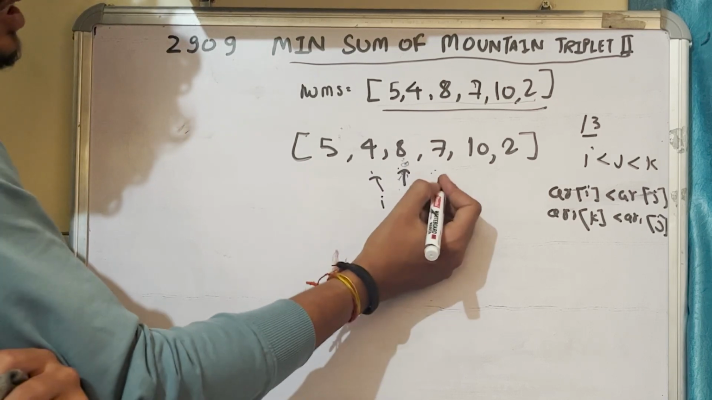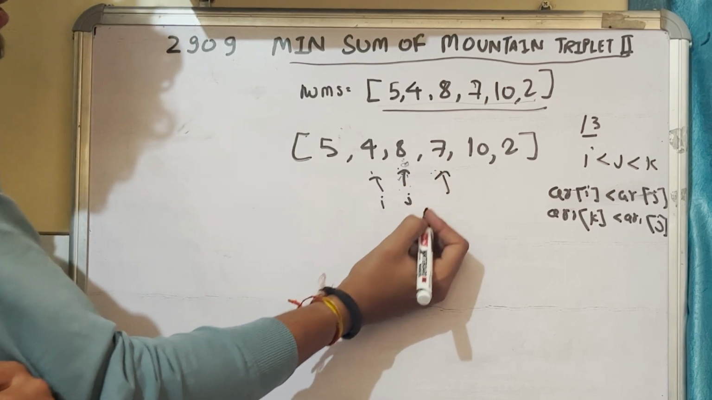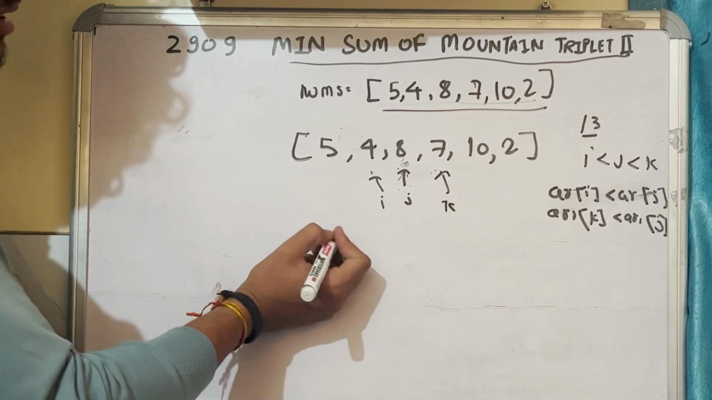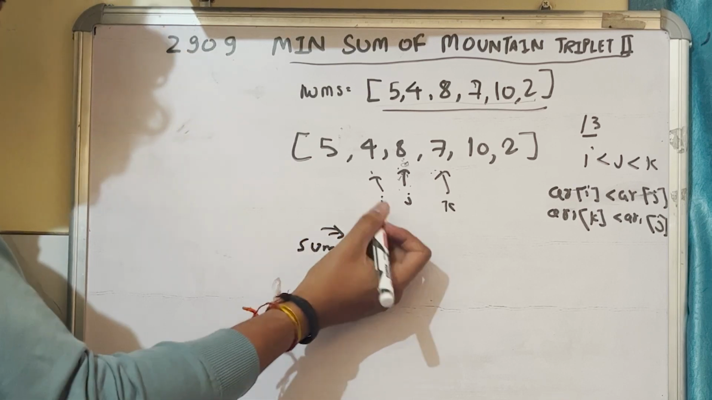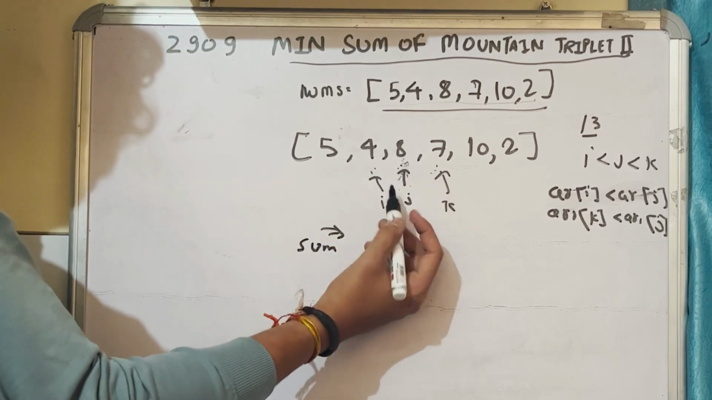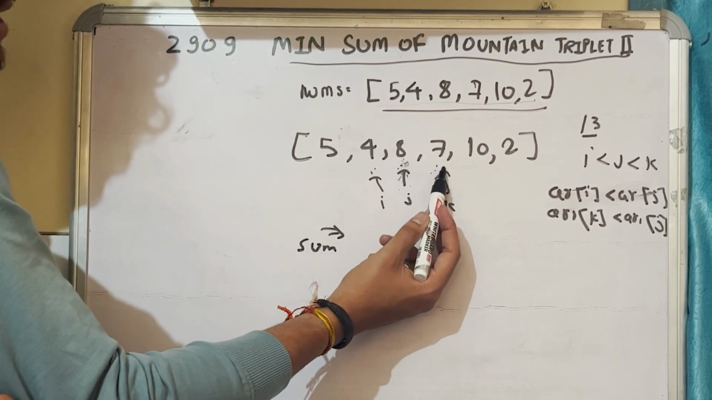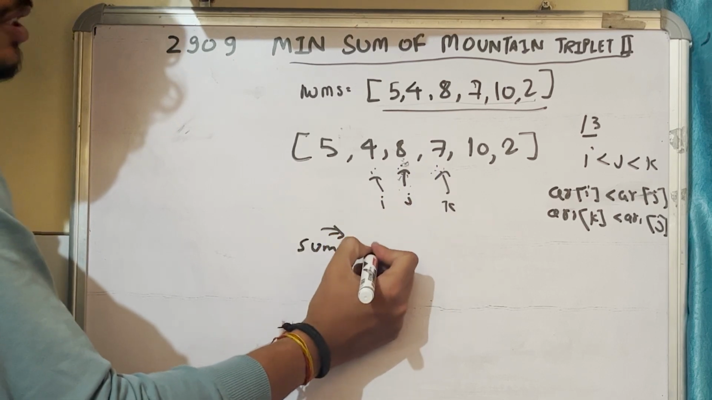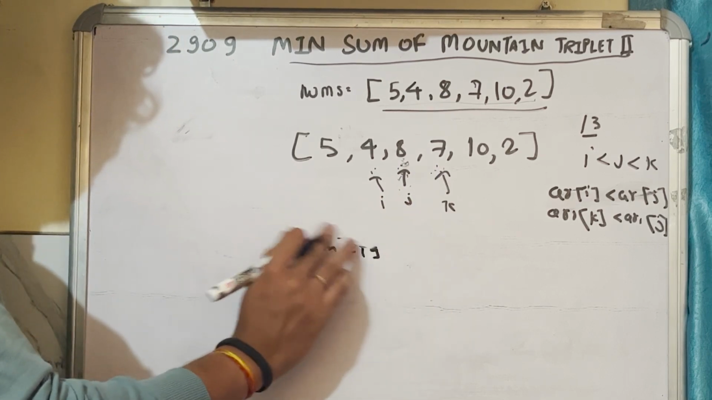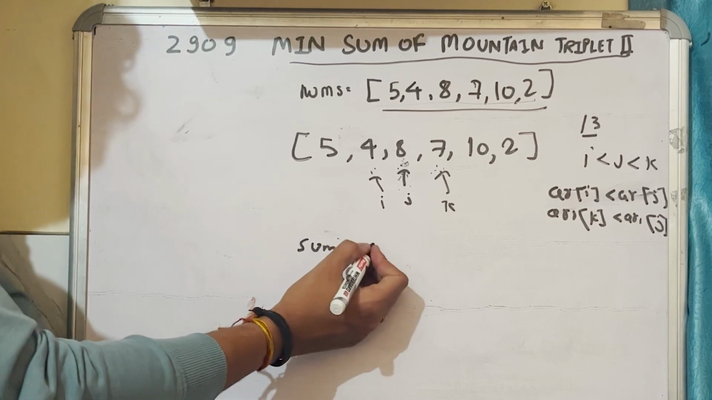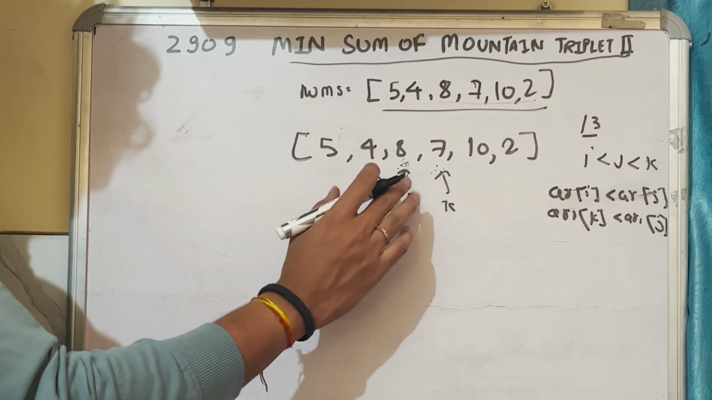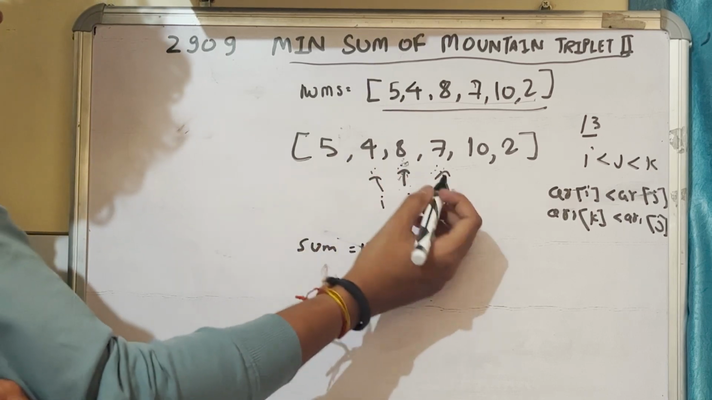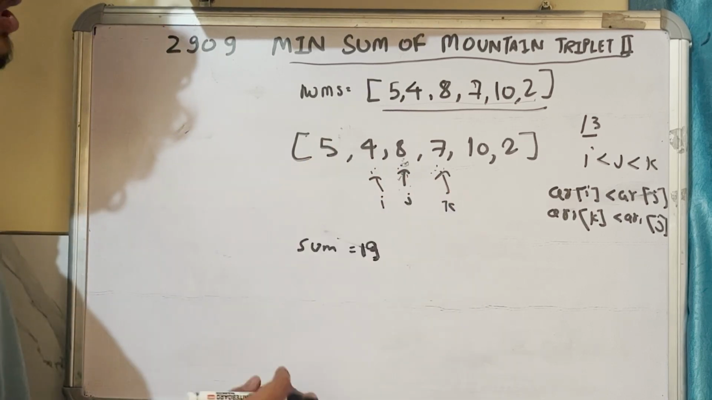So first you will check this, and then you will get a sum. So your current sum will be 4 plus 8 plus 7, which will be 15 plus 4, 19. Okay, this is your current sum and you have to minimize this sum. Then you will choose another index.